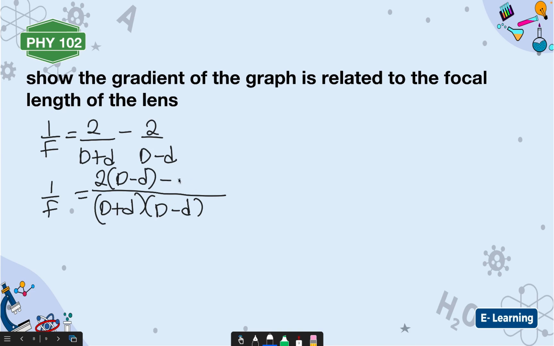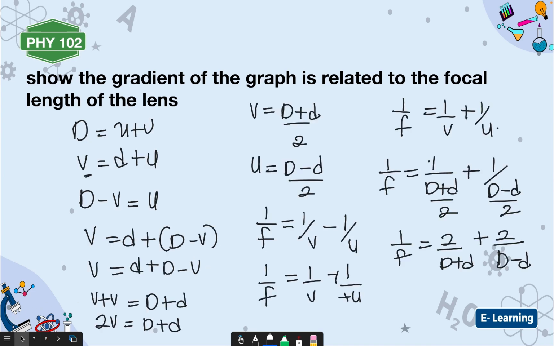Then this one divided by this will give us 2 bracket d plus d. Now this will be 1 over f. This multiplied by this will give us 2d minus 2d minus 2d. Alright? Exactly. Are you sure I haven't made any mistake here? Are you sure? Let me confirm.